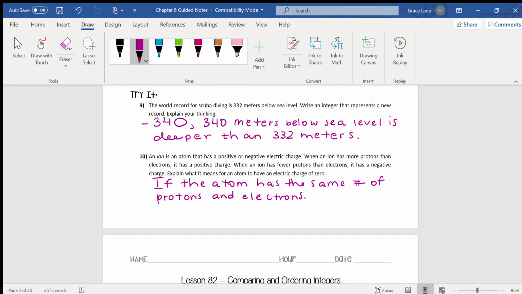Okay, so that is lesson 8.1, the introduction to integers. Tomorrow we are going to be talking about comparing integers.